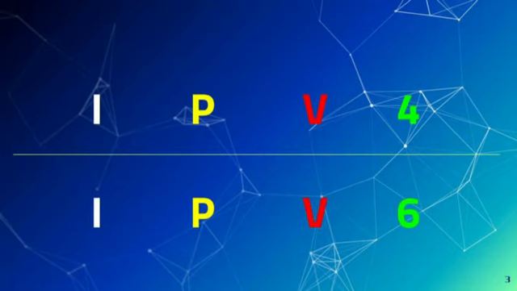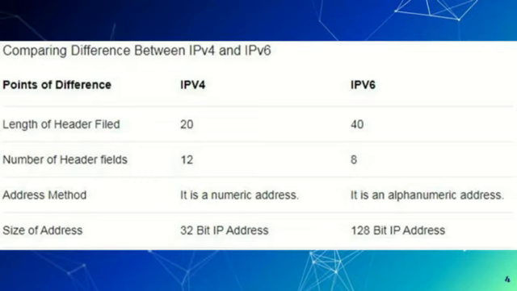We know already what a protocol is: a set of rules followed in the internet. So I stands for internet. When you read continuously, IPv4 is Internet Protocol version 4, and the other one is IPv6, Internet Protocol version 6. The first difference is the length of the header field: in IPv4 it is 20 and in IPv6 it is 40. That is the length of the header field.